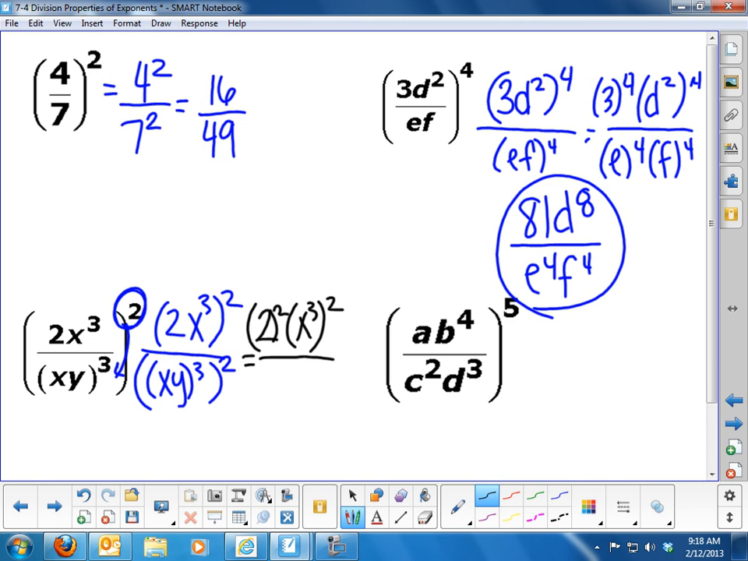In the denominator, first thing I'm going to want to do here is work on the inside part of my parentheses first, and then I'm going to work out. So I need to go ahead and take care of this xy to the third power.